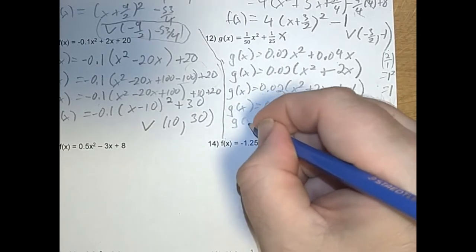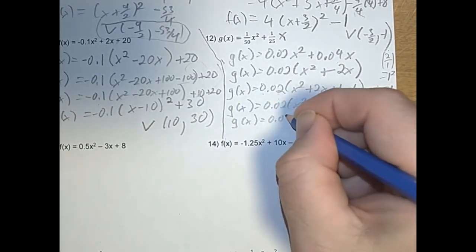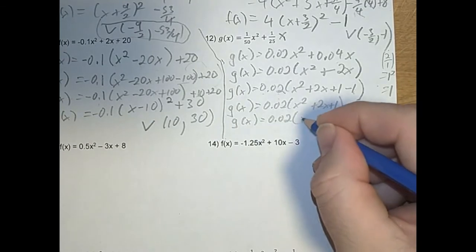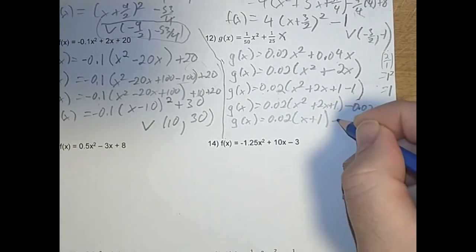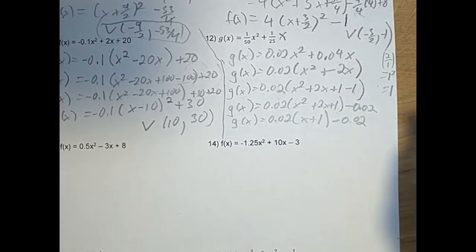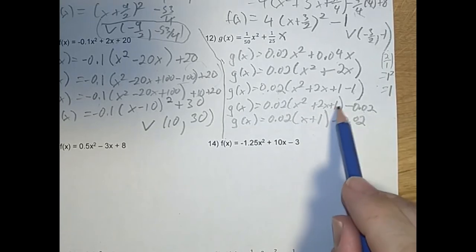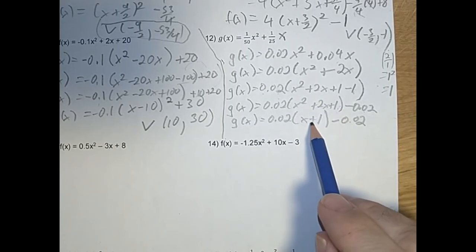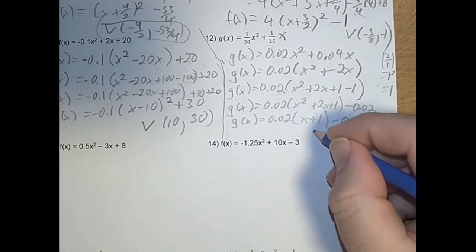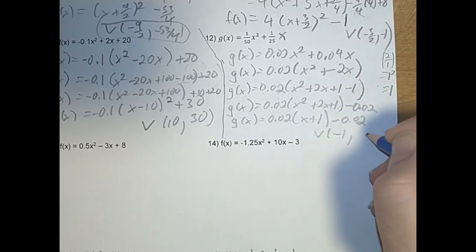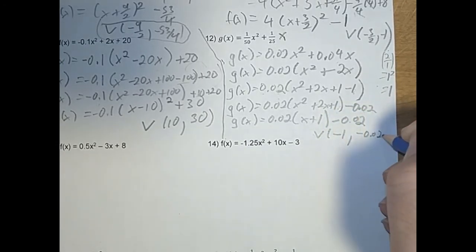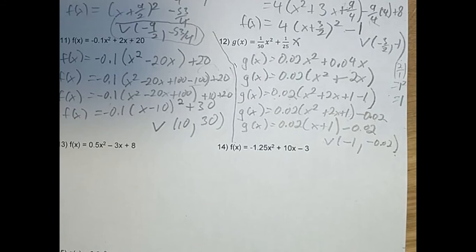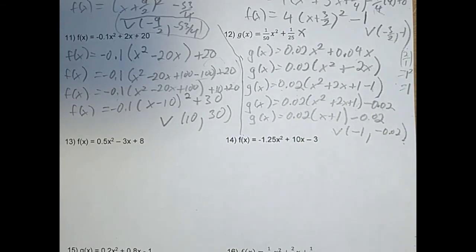And then g of x equals 0.02 times this, which is just x plus 1 squared, and then whatever's on the end here. So look, it's the square root of that or half of that and the sign in the middle. Vertex, negative 1, comma, negative 0.02. Okay, I want you to try the next 4, and the last video will have the last 4 on it.